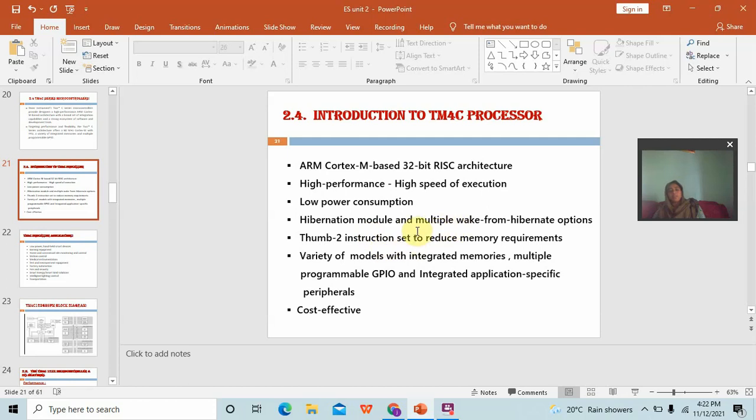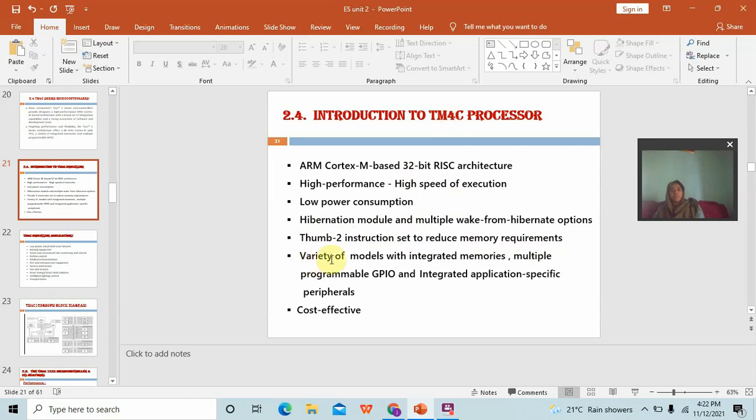It is a RISC processor, so it has a small number of instructions and a large number of registers. Whatever operations we are doing, all the operations are in terms of registers, so we use memory a very small number of times. We can reduce the memory requirements further using the Thumb-2 instruction set in the TM4C processor.